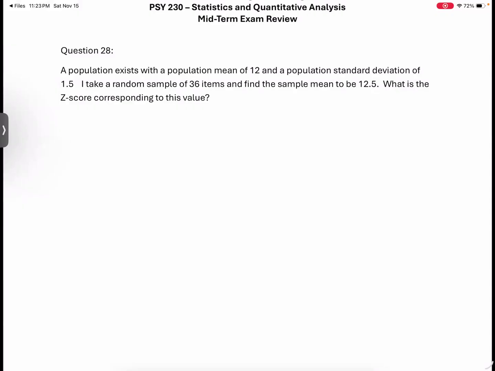We have a population mean, let's call that mu, of 12. We have a population standard deviation, lowercase sigma, of 1.5. We have a sample size, I'm going to just call that n, of 36. And then we have a sample mean, x bar, of 12.5.